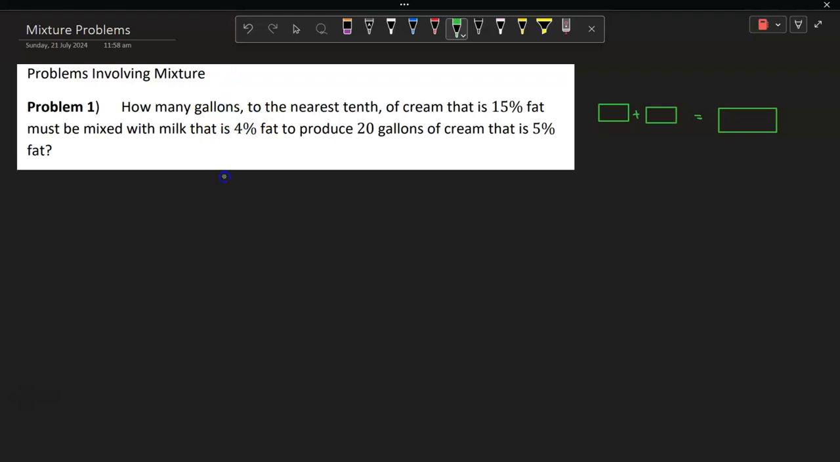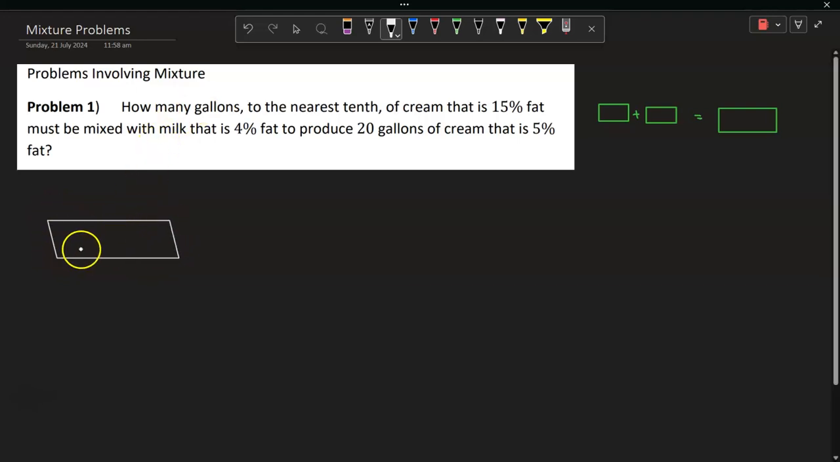So given this problem: how many gallons, to the nearest tenth, of cream that is 15% fat must be mixed with milk that is 4% fat to produce 20 gallons of cream that is 5% fat. The first thing to remember is, what is our whole in this particular problem? If you read the problem, this is our whole: we are looking for 20 gallons of cream that is 5% fat. So in our illustration, that will be our whole.